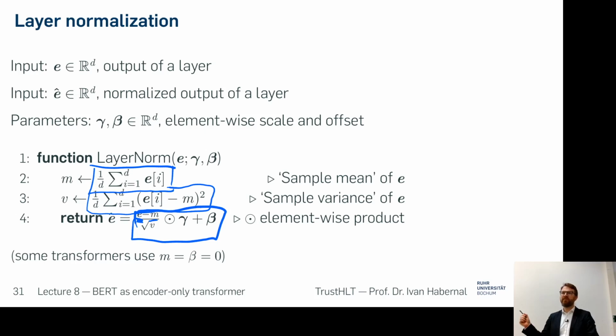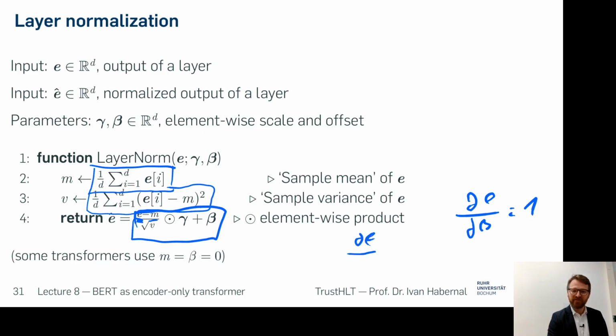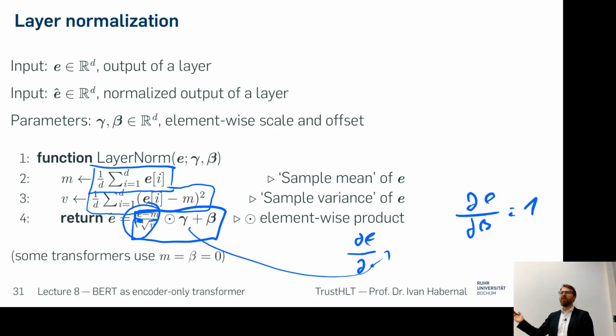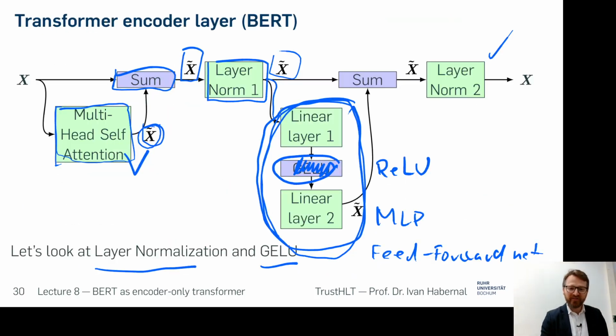Can you make derivatives of this function with respect to gamma and beta? Yes, of course. The derivative of E with respect to beta is 1, because it's linear. And the partial derivative of E with respect to gamma is this thing. So you can update these parameters and learn them. Everything is a computational graph. As long as you can take derivatives, you can learn it. Exactly, that's why it's green. So we have those things.